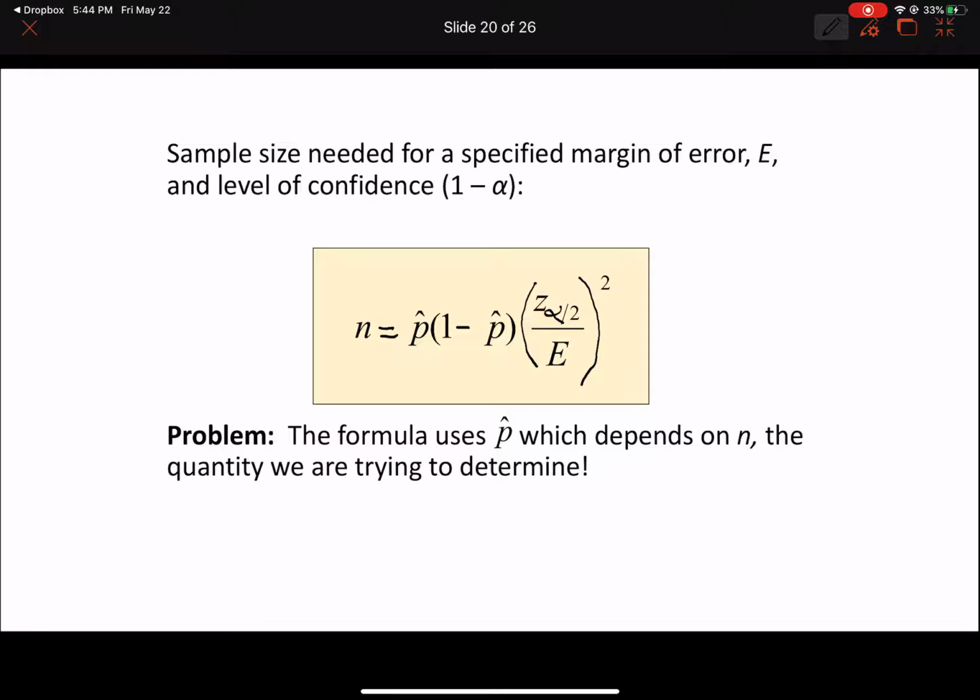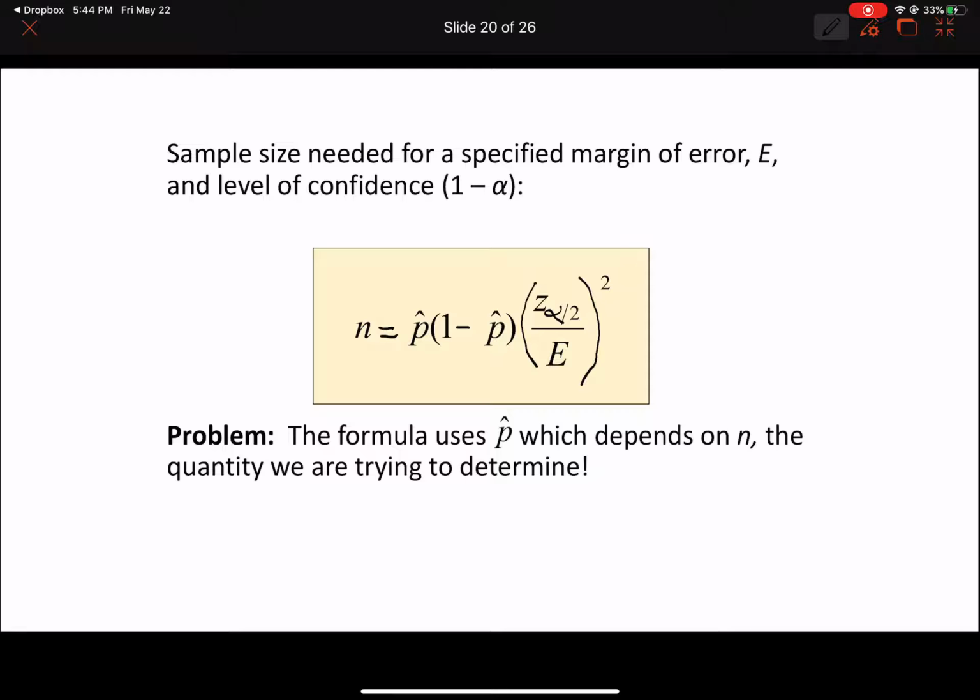Okay. So in order to calculate the margin of error, let's say that I know that I want a 3% margin of error. What sample size do I need? How many people do I need to poll in order to get that margin of error? So this is the calculation you would use for that.